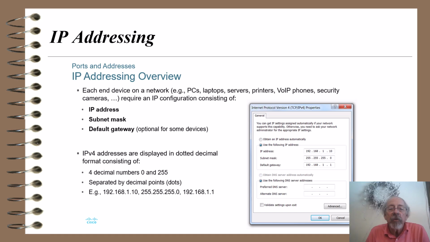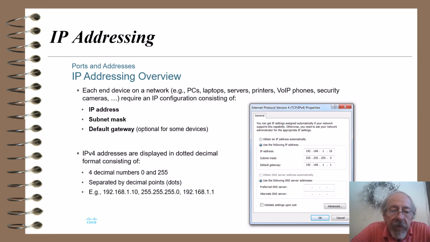This is the type of stuff that you learn in the Cisco courses in the CSET program. How about IP addressing? Every end device on a network requires an IP configuration consisting of its IP address, something called a subnet mask, and a default gateway, which is optional for some devices. So how can we get in to do that? Well, we can go to network settings in our operating system, under Settings in Windows 10 or Windows 11, and we can access and change these settings if we want.